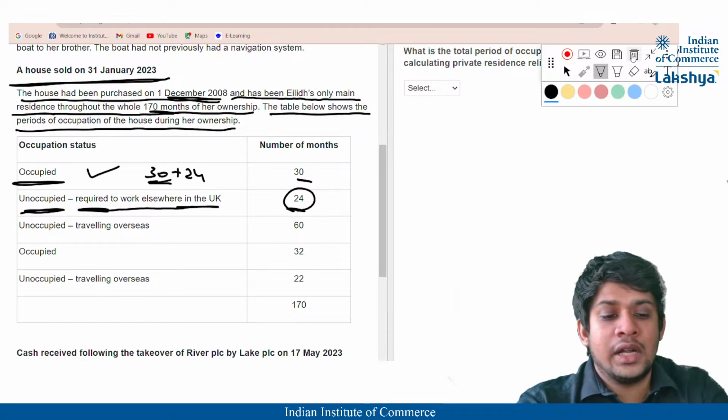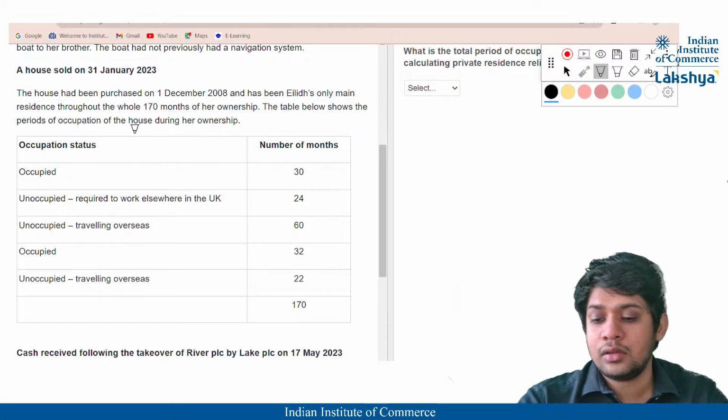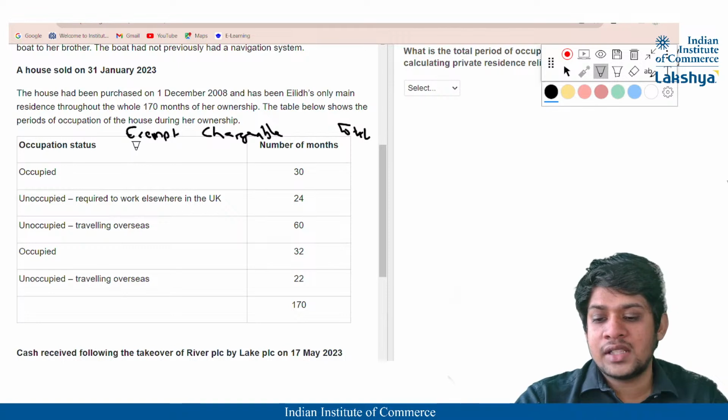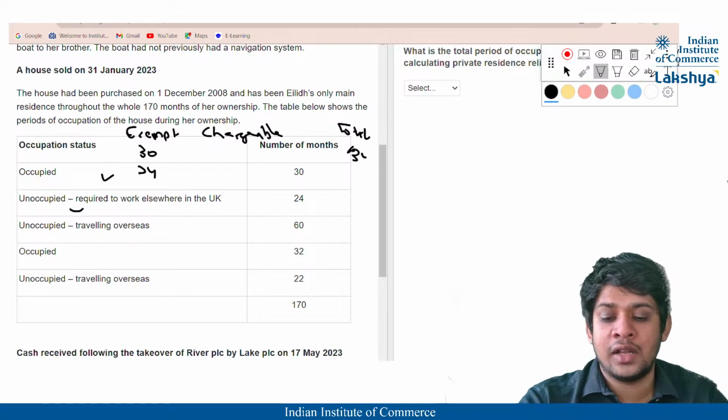right? So her exempt period is there and her chargeable period is there. Okay. And the total is, right? So her exempt period is 30 months first, right? Then 24 months this. Her total will be 30 and 24.